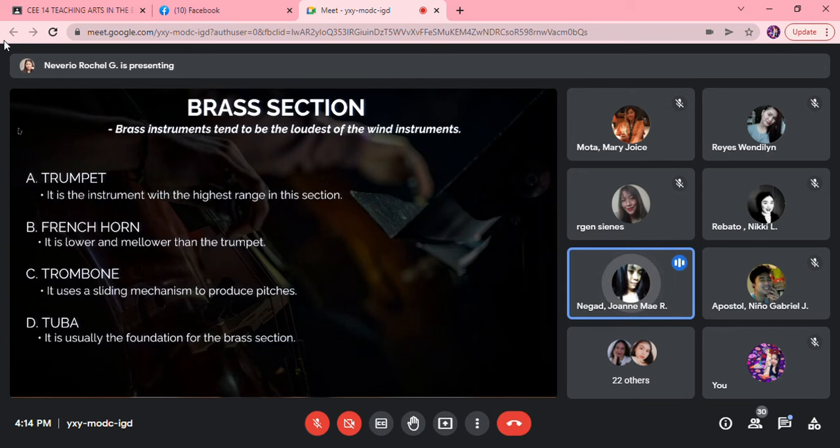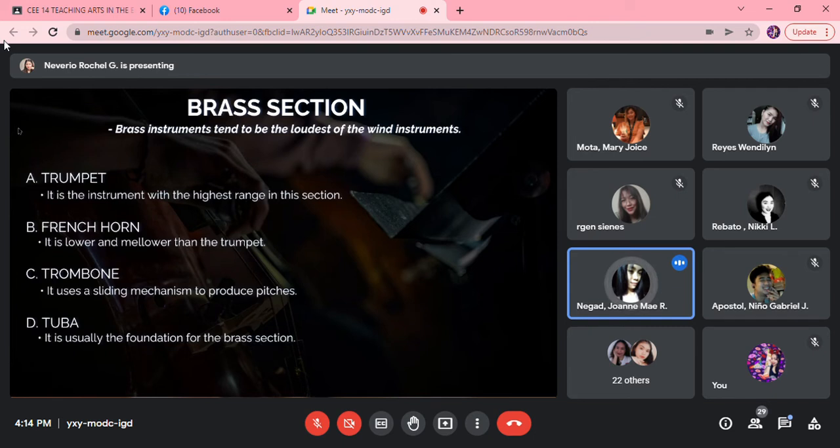Next, French horn. French horn is lower or mellower than the trumpet. Kumbaga, kung mas mataas ang range ng trumpet, sumusunod si French horn. Its tube is coiled into a somewhat circular fashion which gives its distinct shape. So next, trombone.